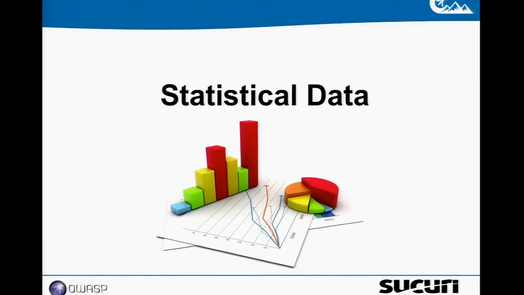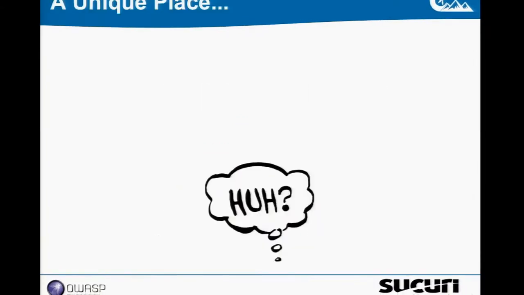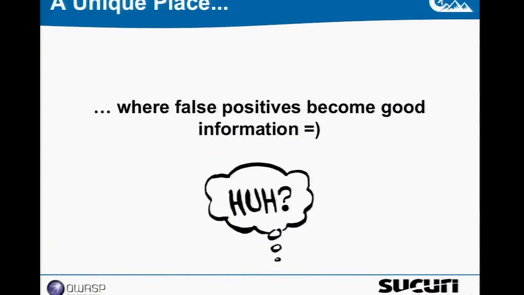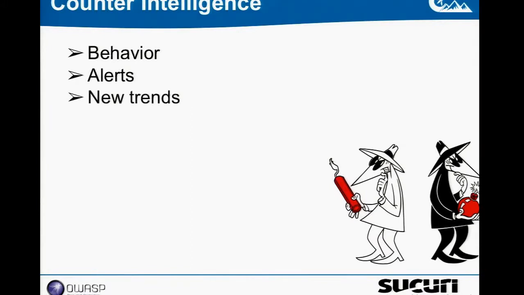I think I'm running out of time. Just to finish the fourth step, some statistical data. Statistical data is where false positives become something interesting too, because you could figure out what I'm doing wrong, or how I could improve. And so we do some counterintelligence, work on behaviors, alerts to catch new trends, like those blog posts I mentioned before. When you release that, everybody starts to figure out, oh, we're being attacked.